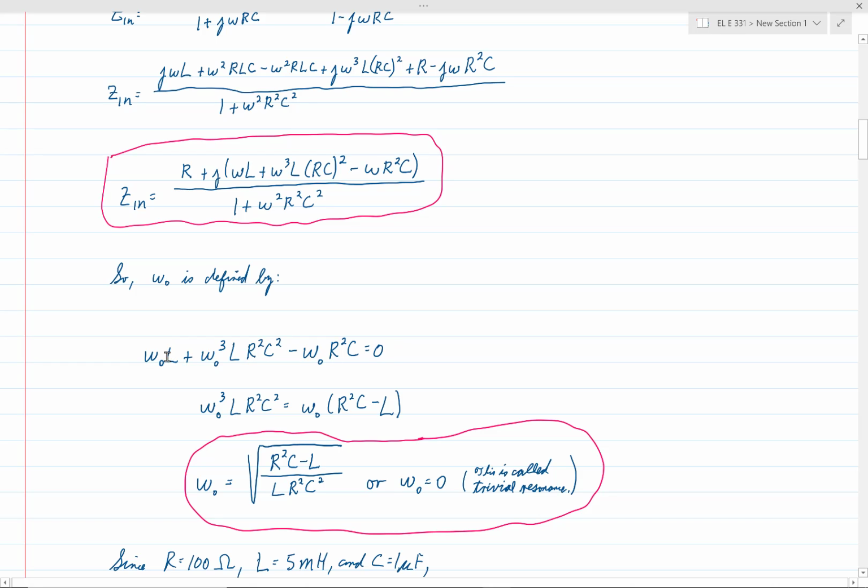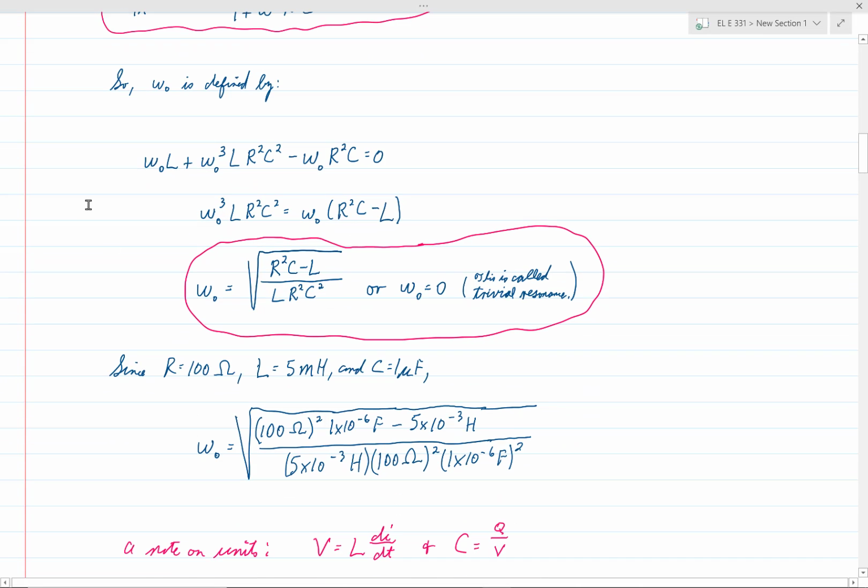Now when we look at this, we see that we have two terms with omega naught to the first power and one term with omega naught to the third power. So we'll take the two terms with omega naught to the first power over to the other side of the equation, and we get this. Now right away, you will notice that one solution is omega naught equals 0. But that is what we call the trivial resonance, and that's not what we're interested in. So for the rest of this problem, we'll assume that omega naught is not equal to 0.